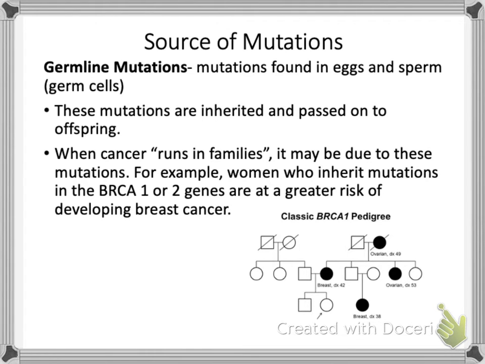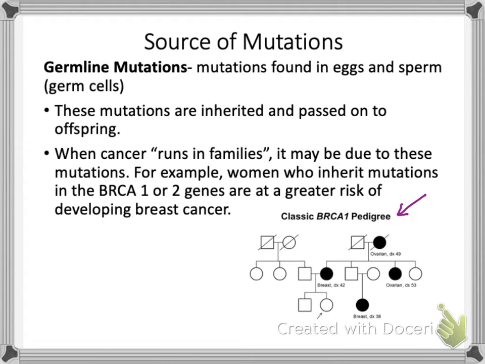So let's take a look. We will learn more about pedigrees in this unit, but a pedigree is essentially a family tree. Squares represent men, circles represent women, and then colored in circles or squares represent individuals in the family who have developed some sort of trait. In this case, it's going to be individuals who have had either breast or ovarian cancer.